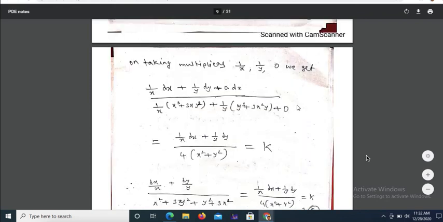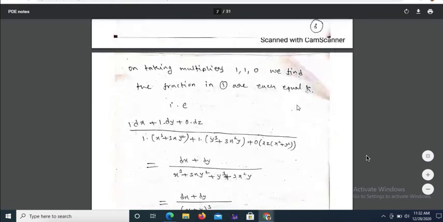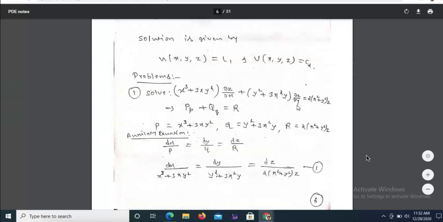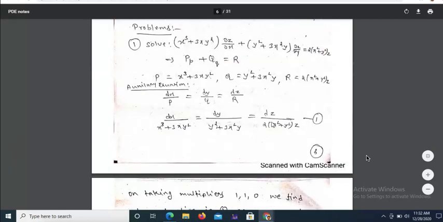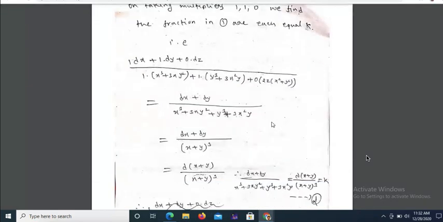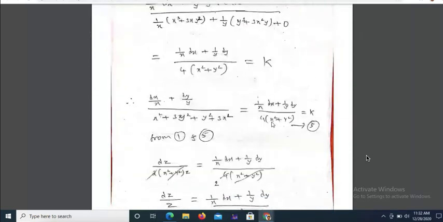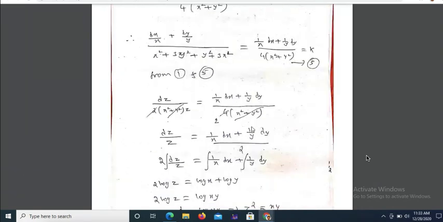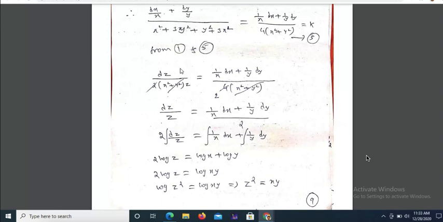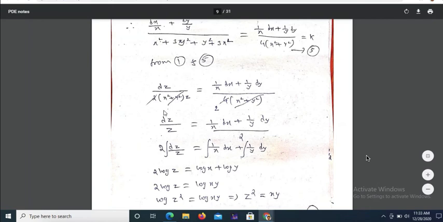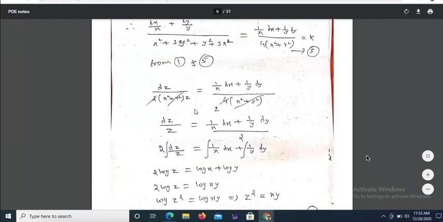Now we have equation 1, the first multipliers we selected. Earlier, from equation 1 and 2 I had written. Now from 1 and 5, I can write by equating those two, because this is also equal to k and this is also equal to k. So I'm equating that. If you equate 1 and 5, you'll get dz by 2 into (x square plus y square) into z. See that? How does it come, dz by 2 into (x square plus y square) into z? See from equation 1.